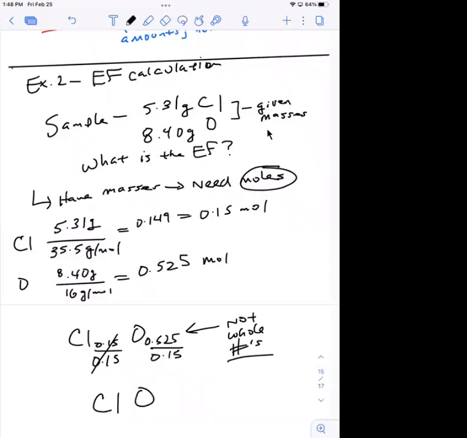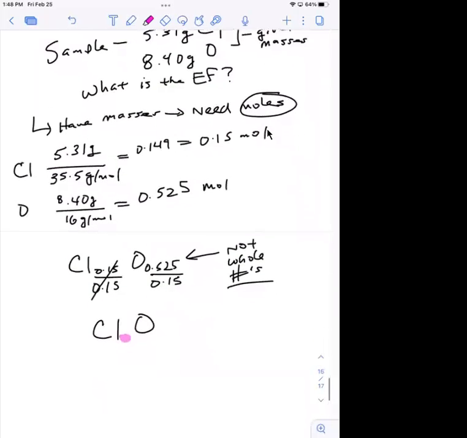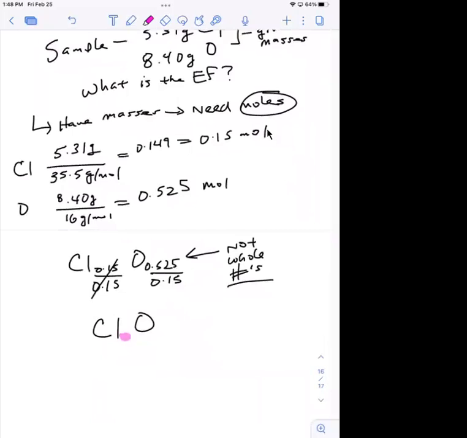And then, let me say this too. It's understood here that that's a 1. Everybody okay with that? Yes, sir. We don't have to show it. If it's 1, we don't have to show it. And then O, what do you get for oxygen?